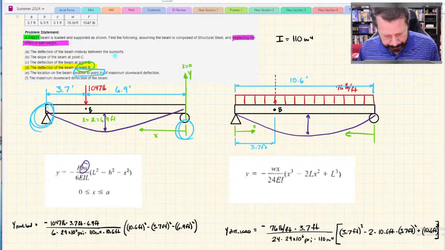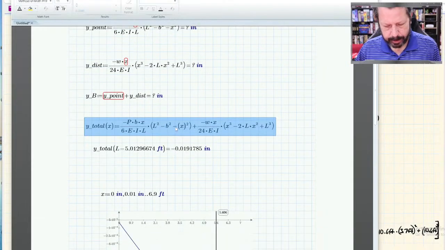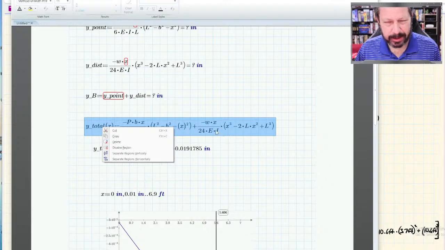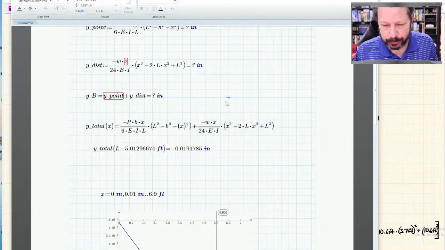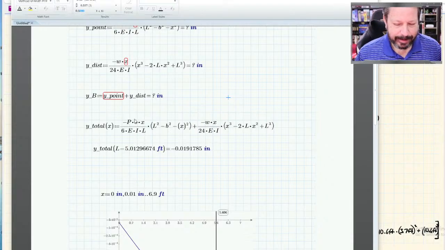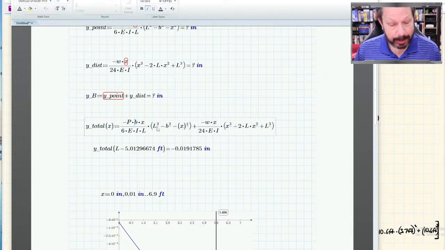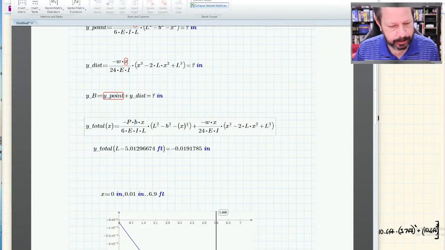And I just can't get MathCAD to take the derivative of this because I don't know exactly how. I'm sure we could fumble around and figure it out. But for you guys, maybe you know how to get MathCAD to take the derivative, and it's probably not that big of a deal. It's probably relatively straightforward. I just don't know where in MathCAD to do that.